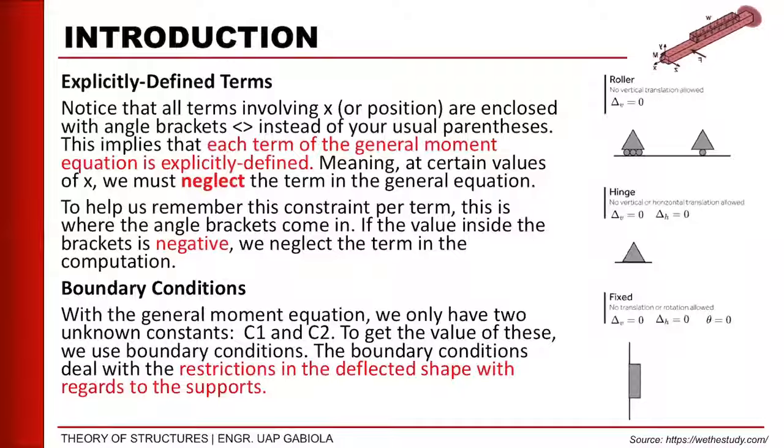Okay? Next, yung boundary conditions natin. With the general moment equation, we only have two unknown quantities dahil sa integration natin, which are yung constant integration constant natin na C1 and C2.